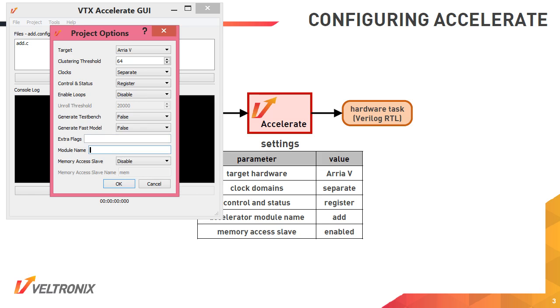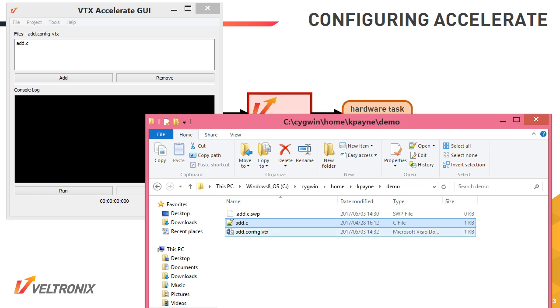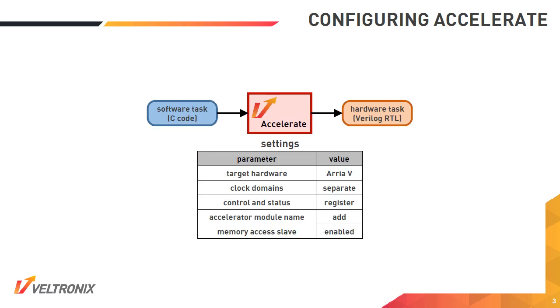I'll give the accelerator the name add. The last option enables or disables the memory bus. After saving the project, the configuration file is created. Now that the options are configured, I'll run Accelerate. It should take only a few seconds to generate an accelerator.